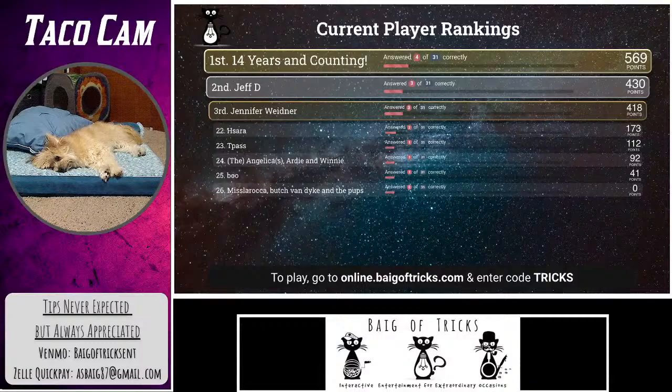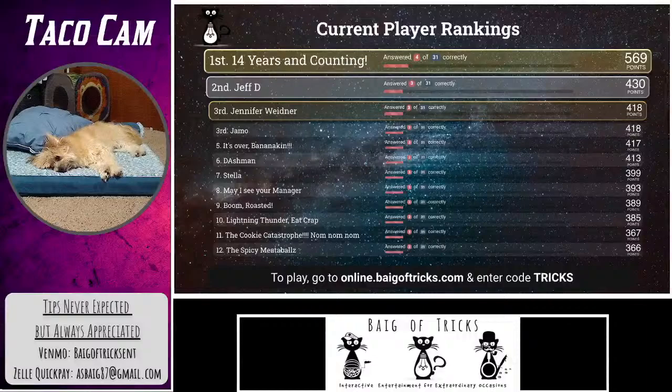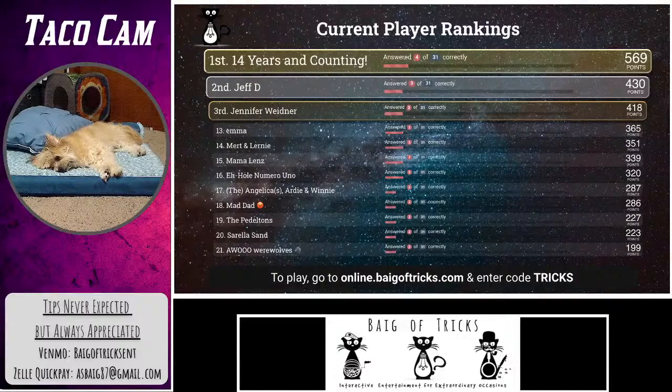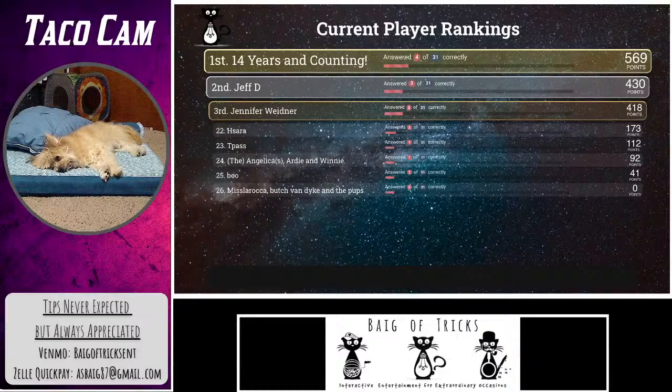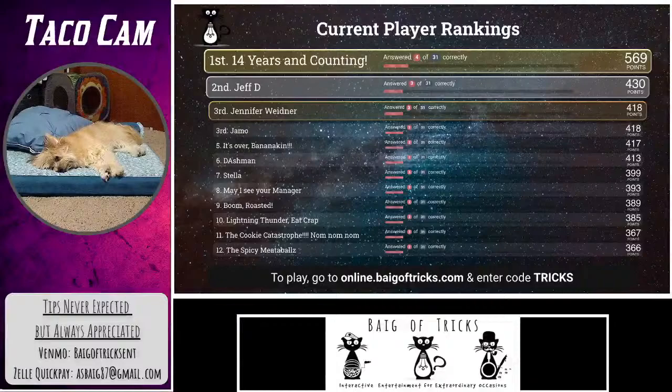The Angelicas, Artie and Winnie in 17th. Mad Dad in 18th. The Pendletons in 19th. We have Sorella Sand in 20th. Werewolves. No longer in lockdown in 21st. Hasera in 22nd. T-Pass in 23rd. Looks like a duplicate team name there. Boo in 25th. Miss LaRocca, Butch Van Dyke, and the Pups. Hello, Snowball and Mia. All right, here we go.